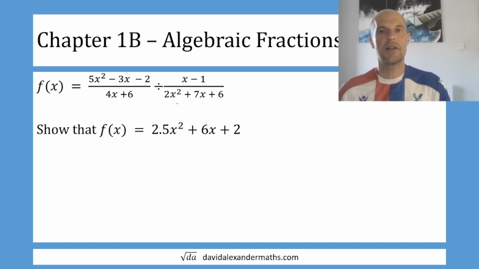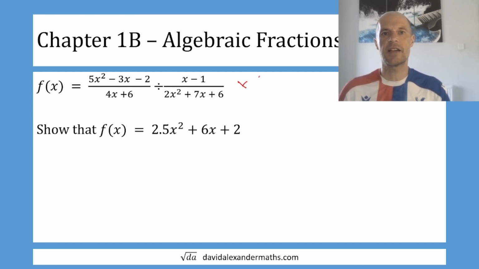Okay, here's one final example, bit of a nasty one. We need to show that these algebraic fractions can be written as 2.5x squared plus 6x plus 2. So straight away we need to remember that dividing by this fraction means we are multiplying by 2x squared plus 7x plus 6 over x take away 1. Okay, so I can get rid of all of that.